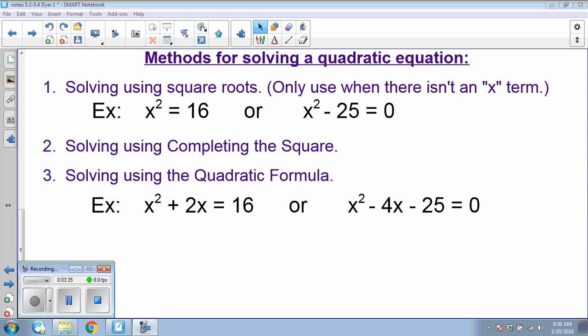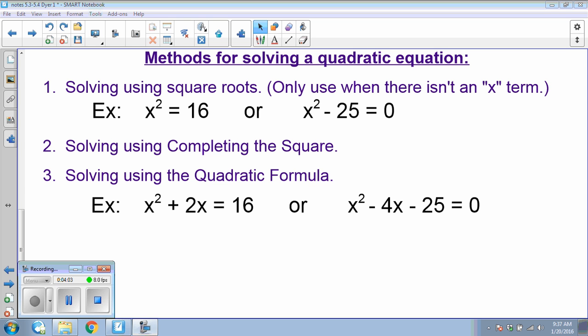If there's an x squared plus 2x equals 16, can't use this method. It won't work. So today we're going to be using the square root method. The second way is solving using completing the square. That'll come in a couple of days. The third method is solving using the quadratic formula. Everybody knows what the quadratic formula is, right?